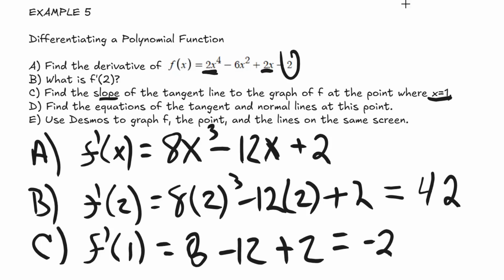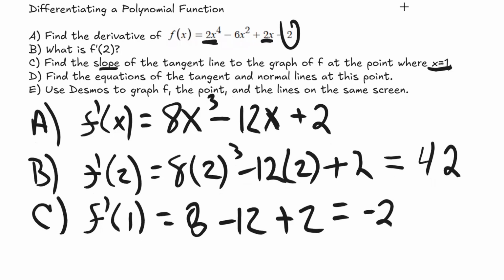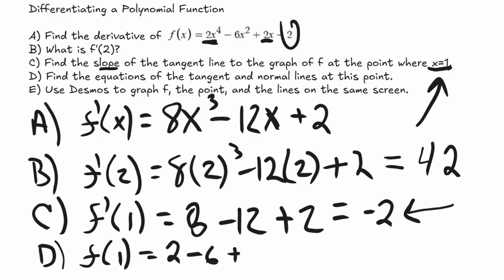Now, this brings us to part D, which asks us to find the equations of the tangent and normal lines at this point. Remember, we have to use point-slope formula. We know that x equals 1 from the question, and we know that the slope is equal to negative 2. The only thing we need to get now is the actual point, the x comma y. So how we do that is, in order to get the y value when x is 1, you would plug 1 into the function. So f of 1, which is going to give us 2 minus 6 plus 2 minus 2. So that's negative 4. That is not the equation of the tangent line or normal line, obviously. That is the point 1 comma negative 4.